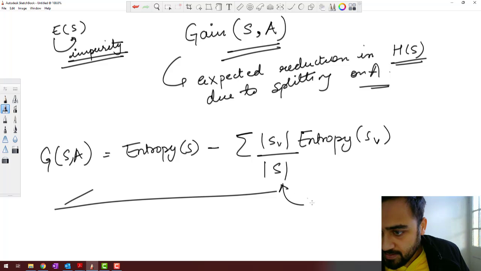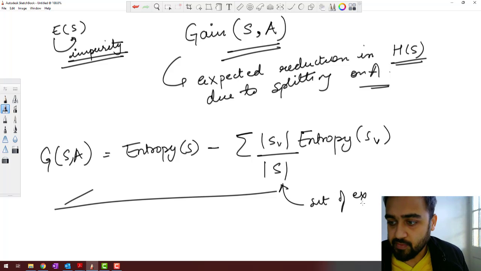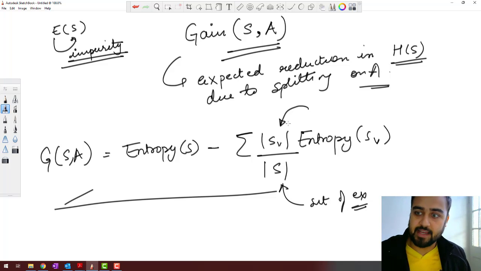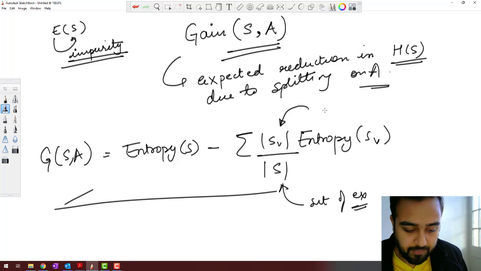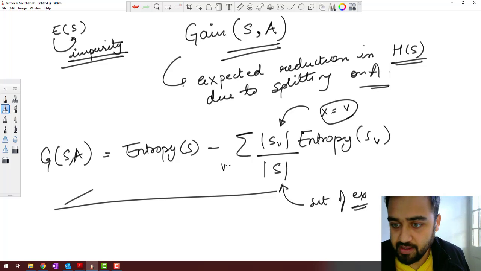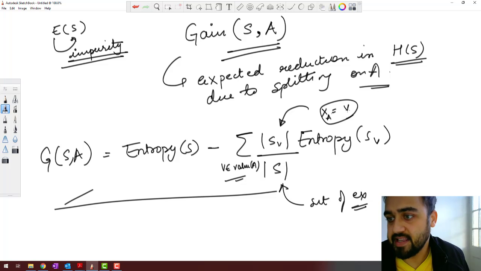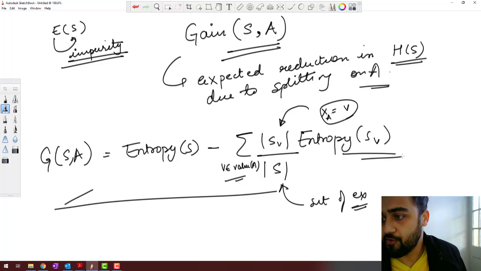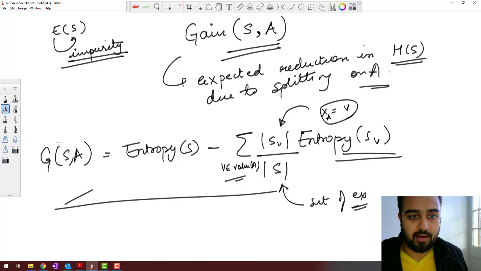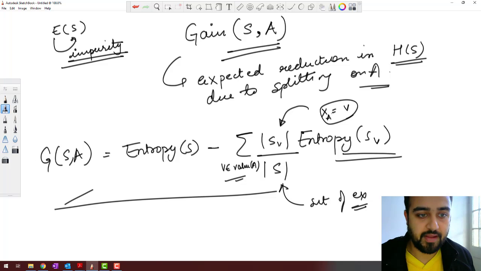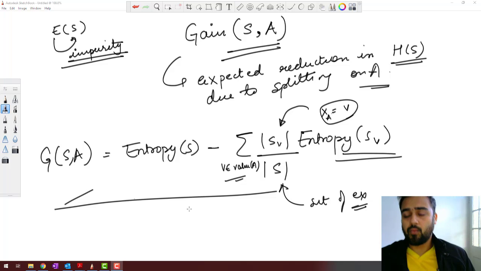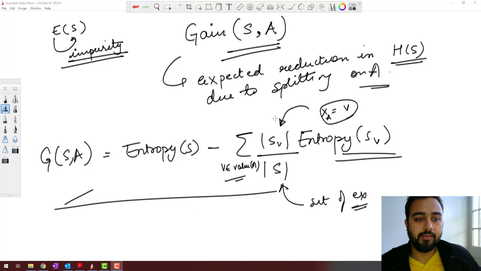Here S is the set of examples that we want to split. S_v is the subset of examples where A is equal to v, where v belongs to the values of attribute A. That means the attribute is equal to v, and the entropy of that. I'll explain this with the help of an example so that it's clearer, because we want to find an attribute that maximizes the gain.